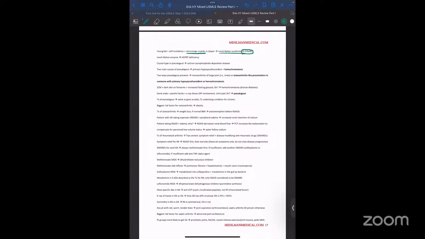Next, we have a 32-year-old male plus dark skin on forearms, increased fasting glucose. Diagnosis is hemochromatosis. The dark skin on forearms is bronze diabetes. Okay.